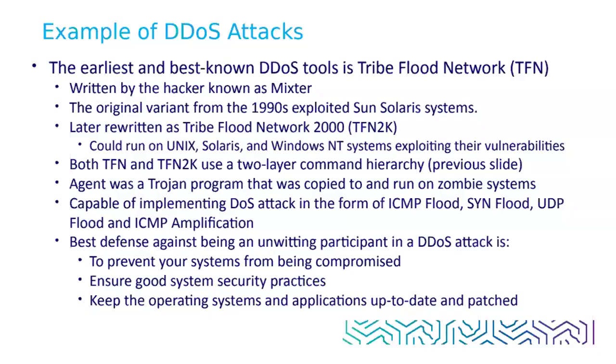So that is why the Tribe Flood Network, TFN and TFN2K, both demonstrated how a single attacker could coordinate thousands of Trojan-infected computers through a two-layer command hierarchy to launch large-scale distributed denial of service attacks by combining multiple flooding techniques and automated botnet control.